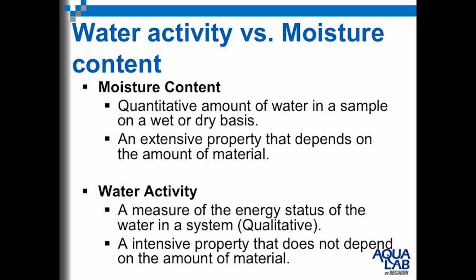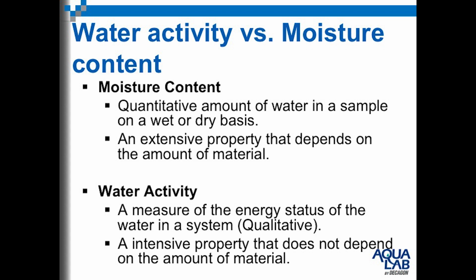So let's summarize by differentiating water activity from another common moisture measurement called moisture content. In a lot of cases, moisture content will be more easily understood or more commonly understood than water activity. But moisture content is a quantitative measure of how much water is present, as compared to water activity being a qualitative measure of the energy status of water in the system. So while moisture content tells you how much water is present, it doesn't tell you what the water is actually doing or what its energy is. That comes from water activity.